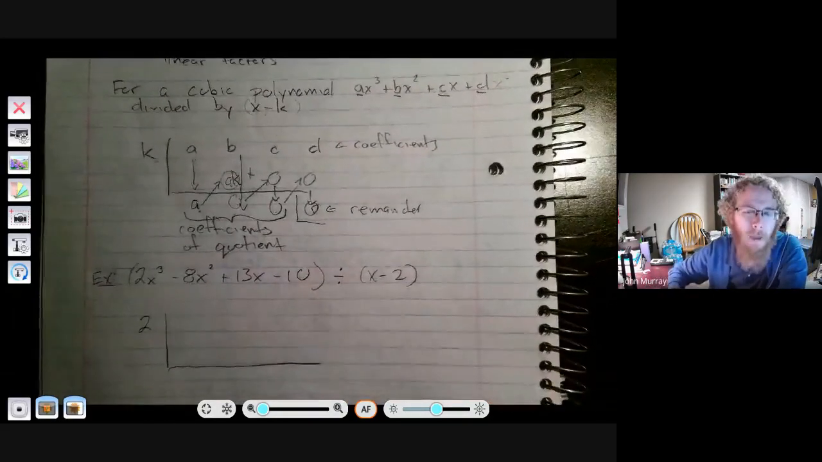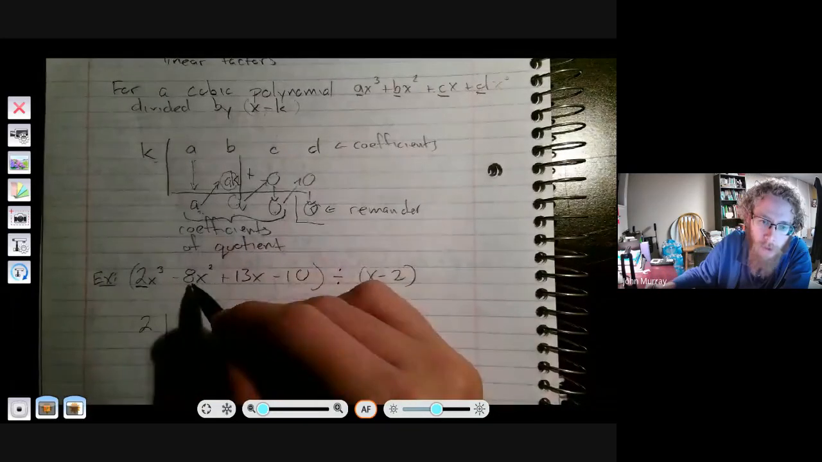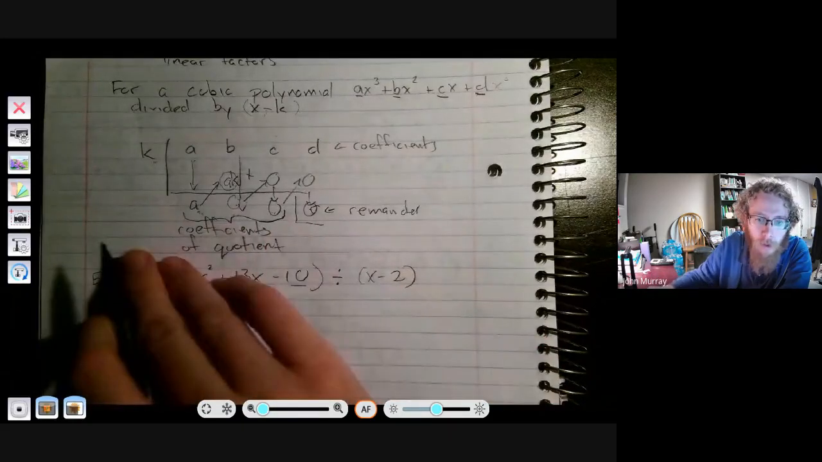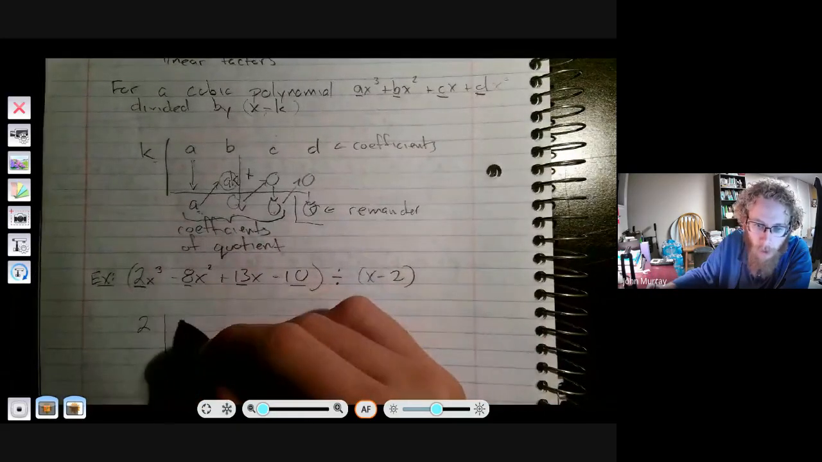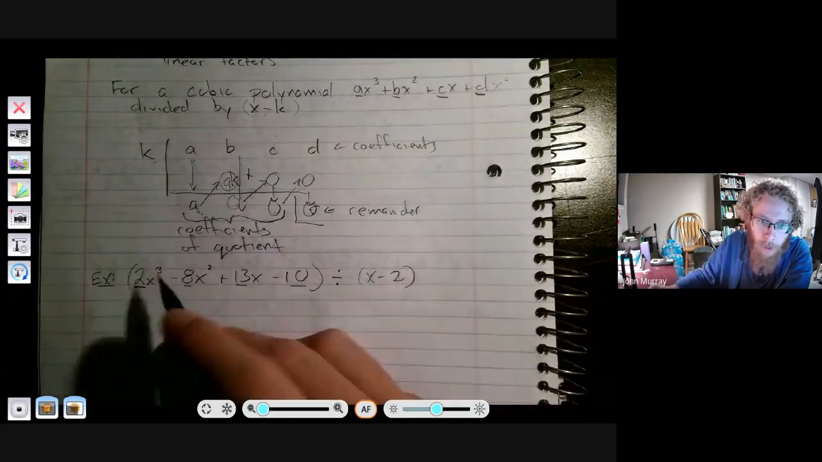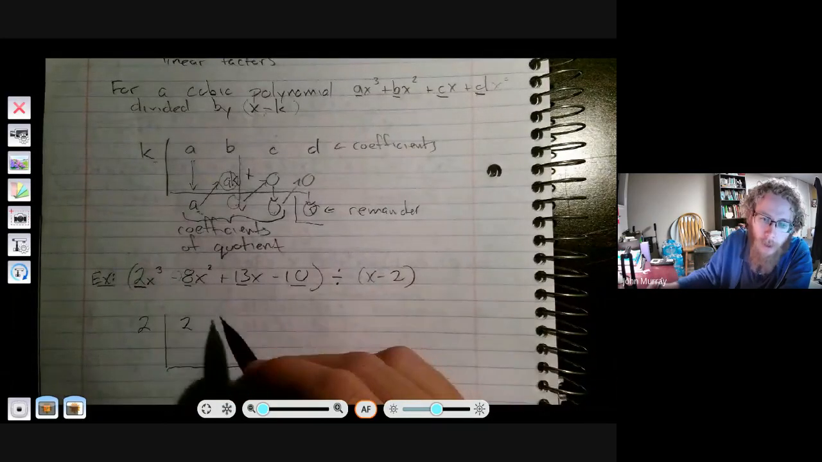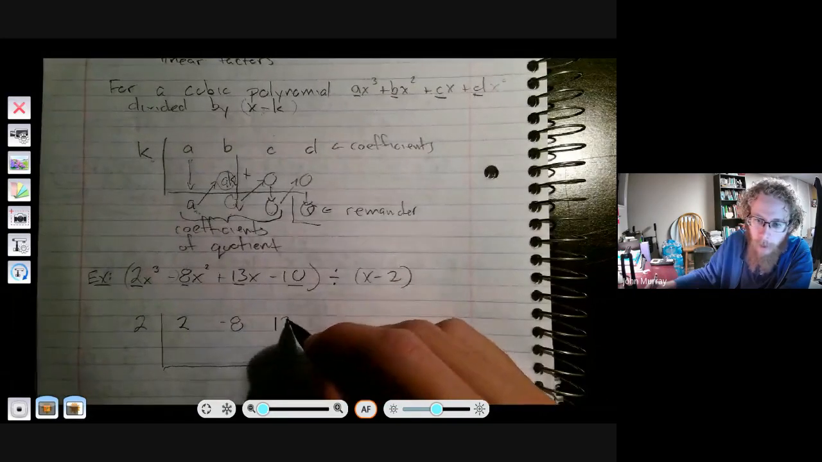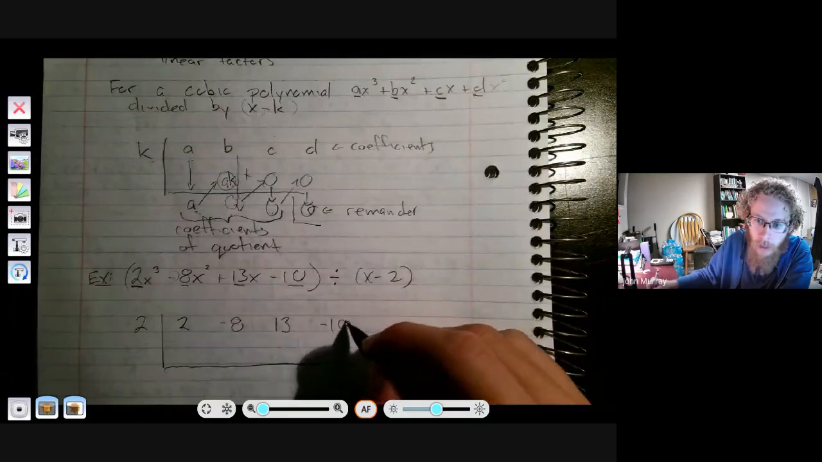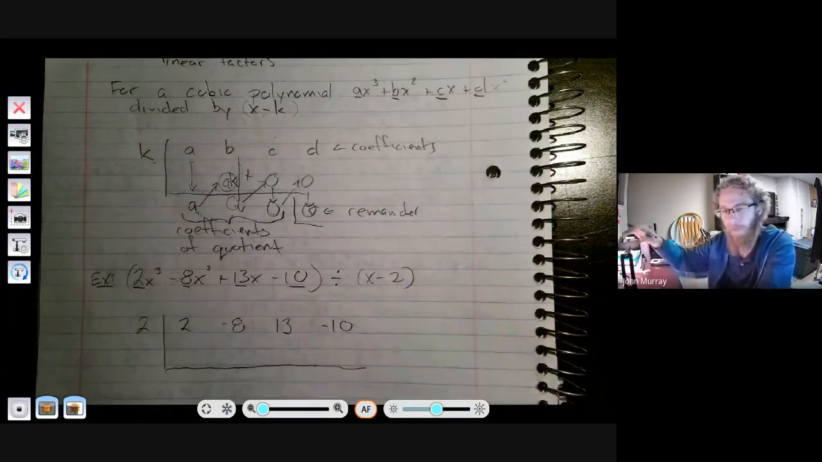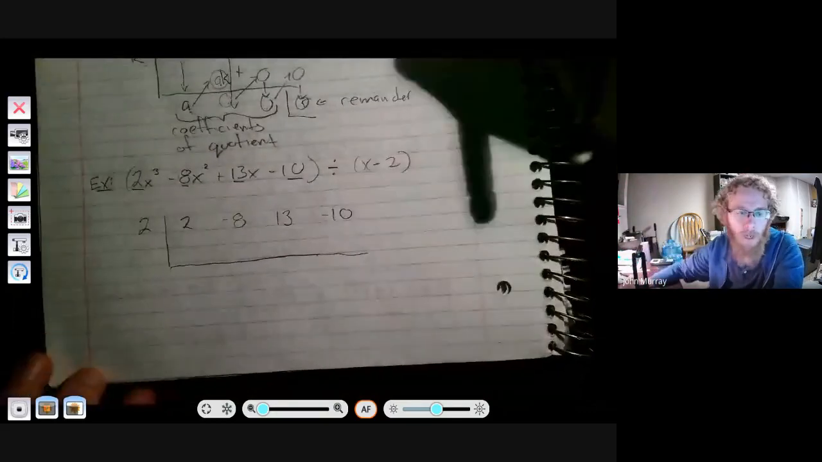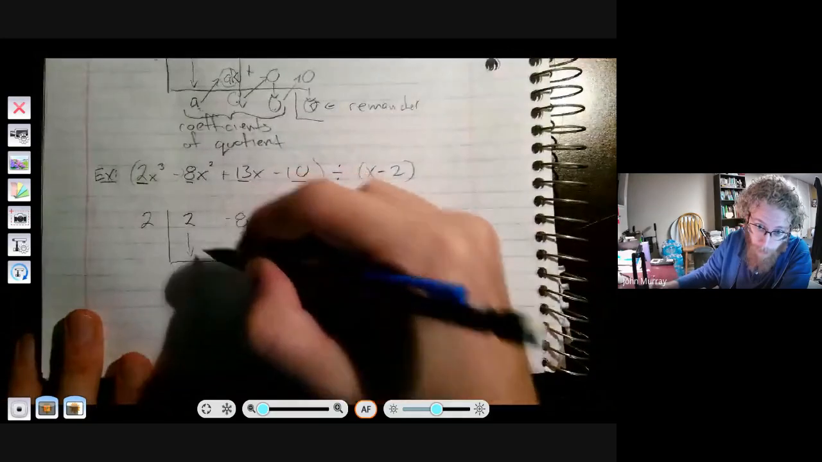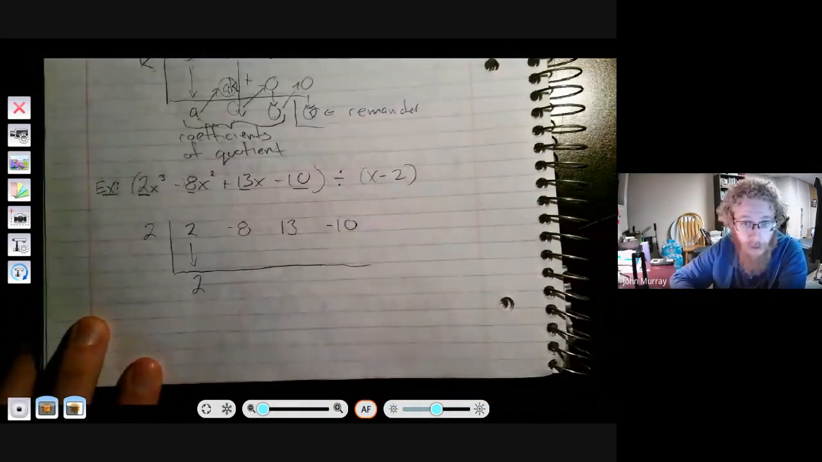Again, I'm just worried about the coefficients. So I'm just looking at the numbers, and we're going to write them down. The first coefficient is 2. My second coefficient, make sure you bring the sign along with it, is negative 8. Then I have a positive 13 and a negative 10. So we got everything set up there. The first thing I do is bring down that first number. That stays at 2.